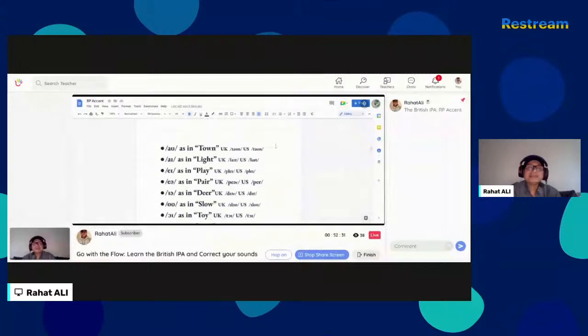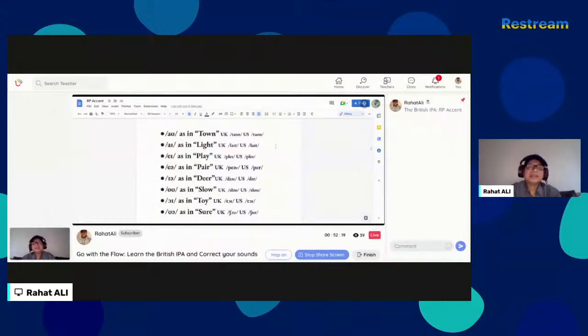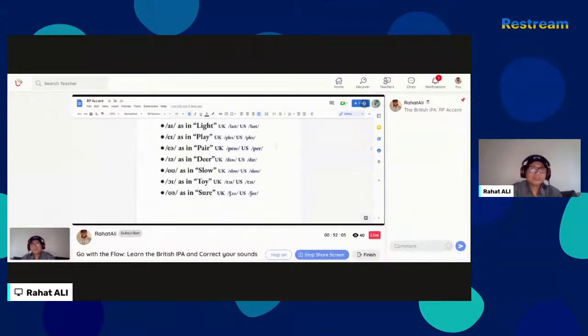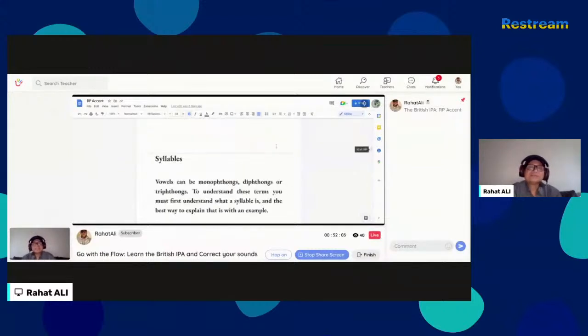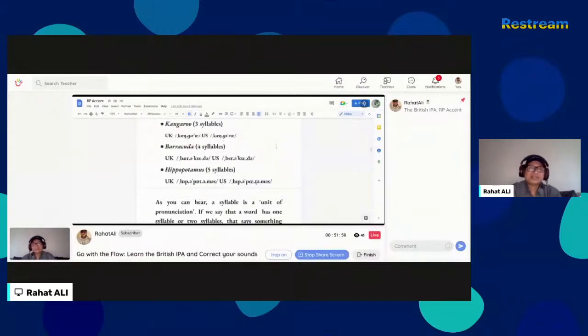So these are the main 8 diphthongs: O as in tone, I as in light, A as in play, A as in pair, E as in deer, O as in slow, Oi as in toy, and oo as in show. Remember, these are the basic things. And also syllables, we have described syllables.